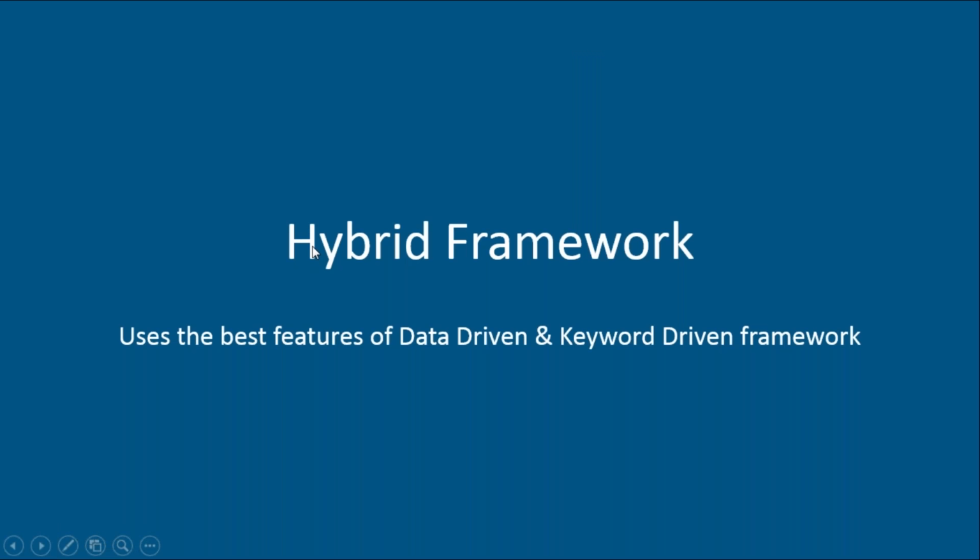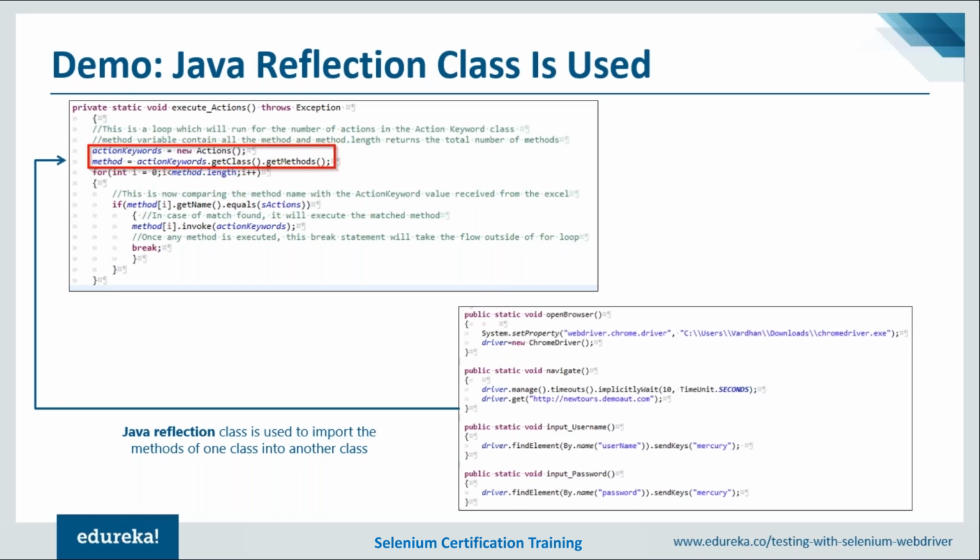So the final topic is hybrid framework. And hybrid framework is basically using a combination of the features of both data driven and keyword driven, right? So let me quickly go to the demonstration and show you how I'm going to perform this hands-on. So I have built this hybrid driven framework in a way which is very similar to the keyword driven framework, but I am passing the method names by using the data driven framework. Okay, this might be a little confusing to you. So just listen again to what I'm exactly saying.